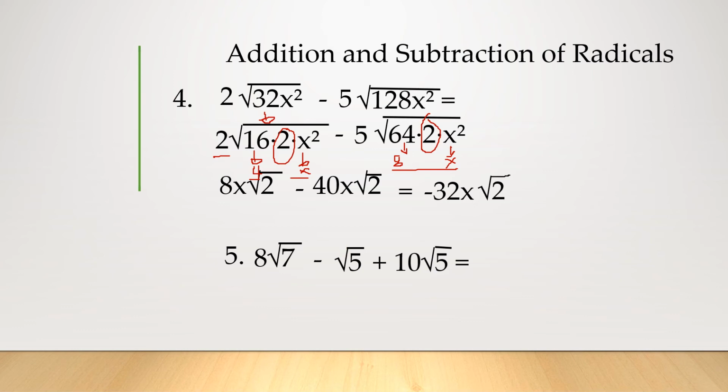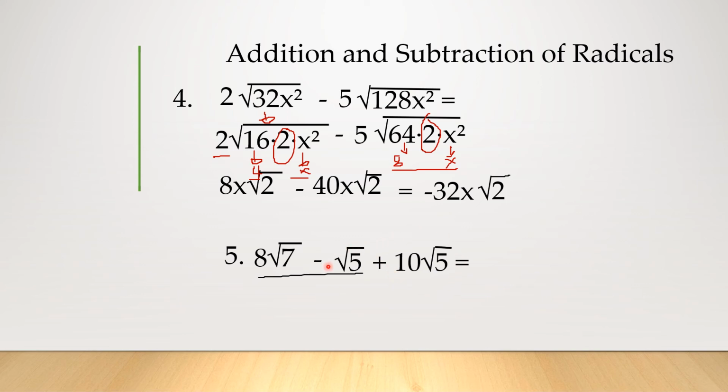Okay, now, look at number 5. I have 8 square root of 7 minus square root of 5 plus 10 square root of 5. So in this case, I cannot add these two because they are not of the same radical, or the radicand here is different. So what I can add only is this negative 5, square root of 5, and 10 times square root of 5.